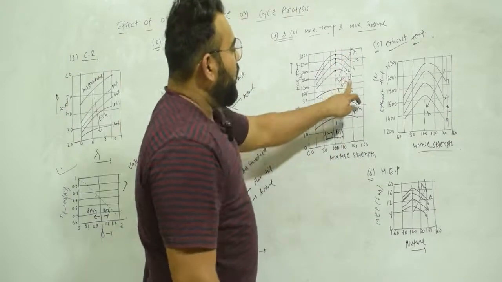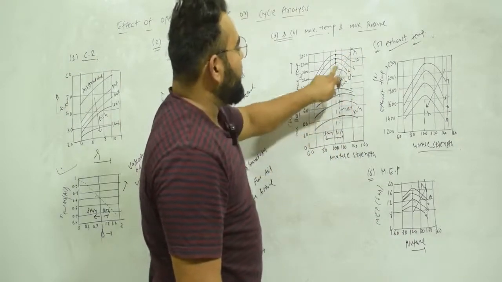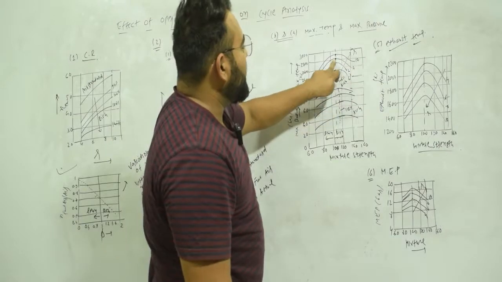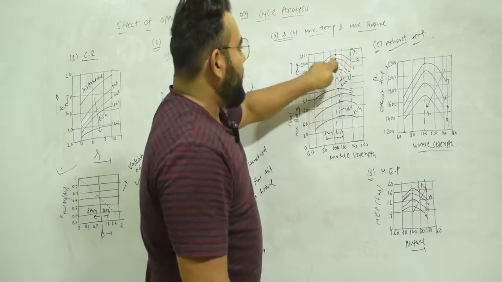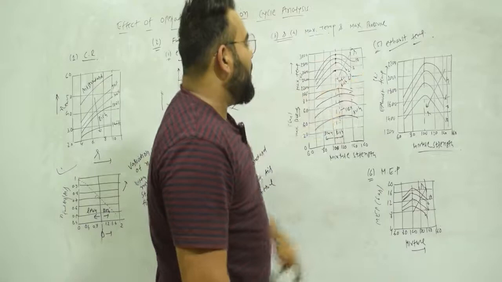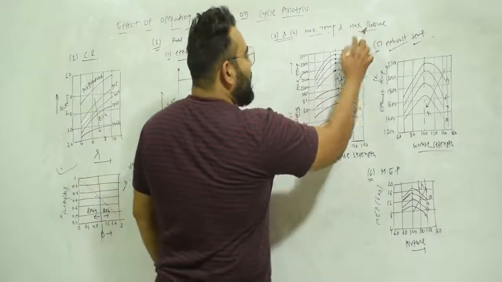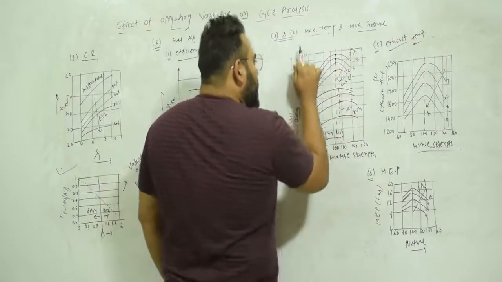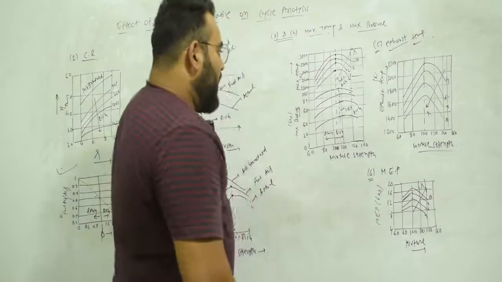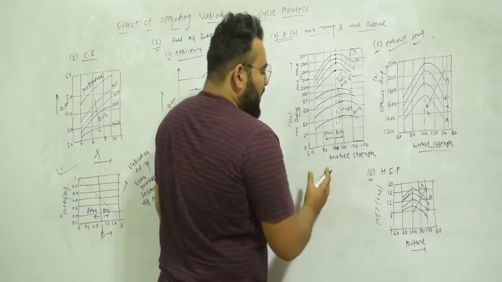For 4, the maximum temperature is over here. For 6, maximum temperature is over here. For 8, maximum temperature is over here, and for 10, maximum temperature is here. So 4, 6, 8, 10 are the compression ratios. If you increase the compression ratio, the maximum temperature is going to increase. This is the conclusion.